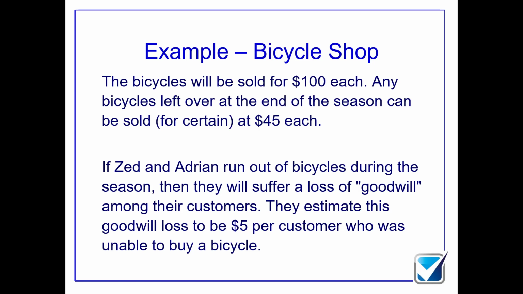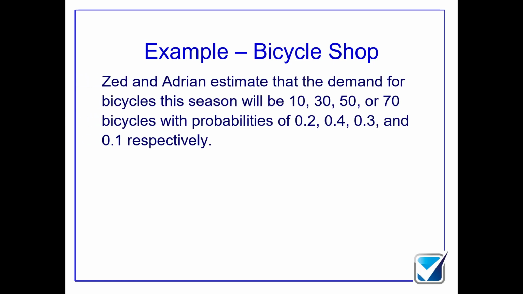It gets even nastier here, because they can order bicycles in terms of 20, 40, 60 and 80 bicycles, but demand for bicycles is going to be 10, 30, 50 or 70 bicycles. So they can't actually nail it 100% on the head. The probabilities of our sales are 20%, 40%, 30% and 10%. So we've got a 20% chance of selling 10, a 40% chance of selling 30, a 30% chance of selling 50, and then a 10% chance of selling 70.